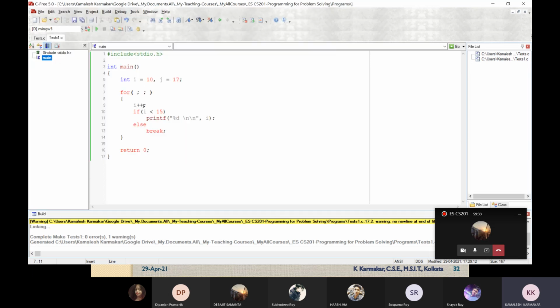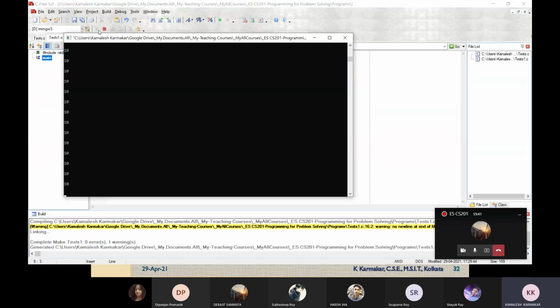But if you forgot to increase this value, not write the increment operation, then it will be infinite. The program will run for infinite time until the system hangs or memory overflows.